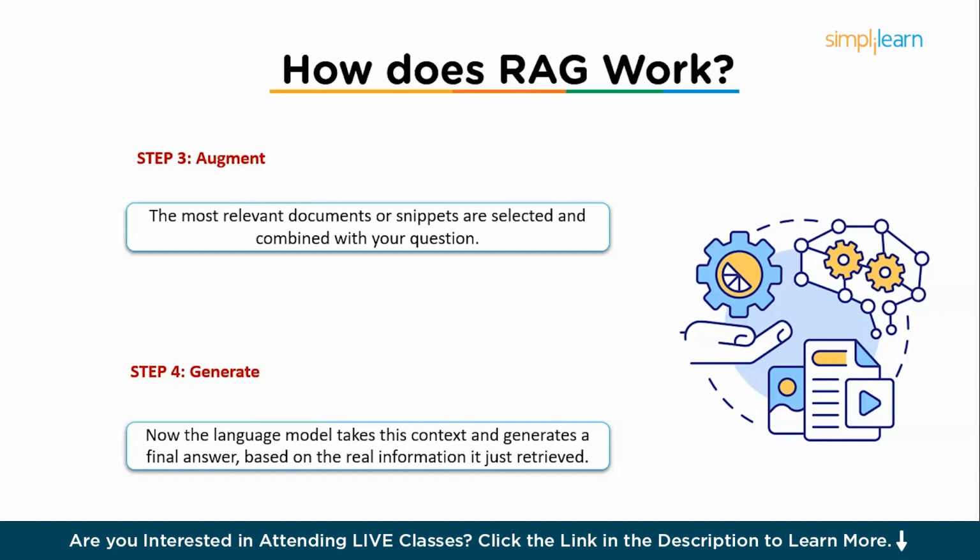It's like asking a librarian a question, compared with AI. The librarian doesn't just answer from memory. They first find the right book, that is the retriever here, and then read the right page, that is the augmentation, and then explain the answer to you in simple language, and that is generation.